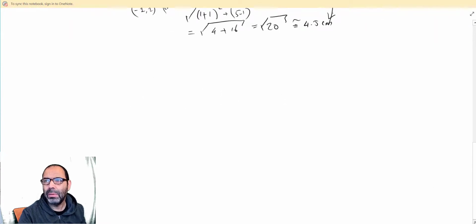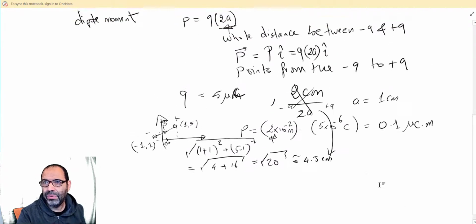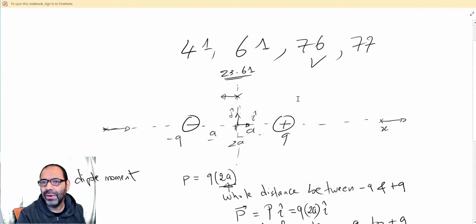So here is the promise from chapter 23 though. Chapter 23 says that if you know the charges in here, you can find the electric field anywhere you wish. Isn't this powerful?